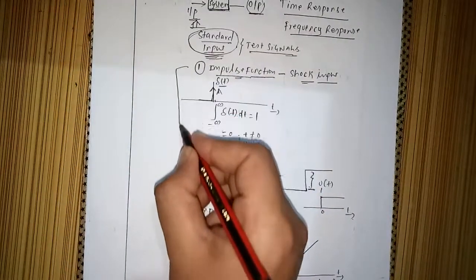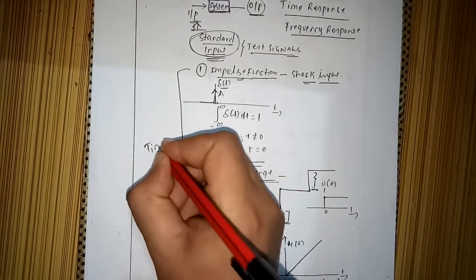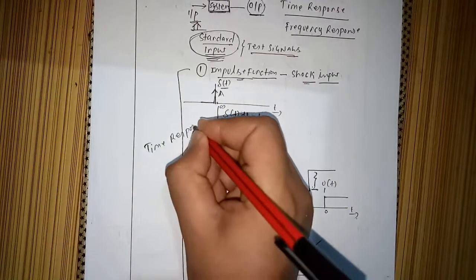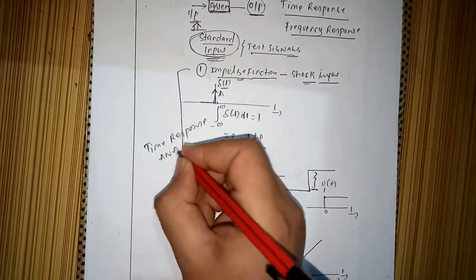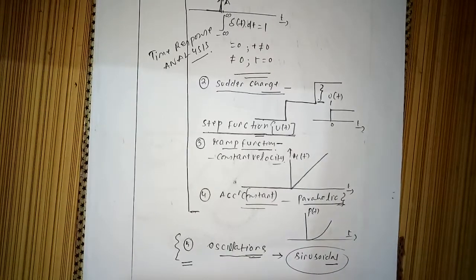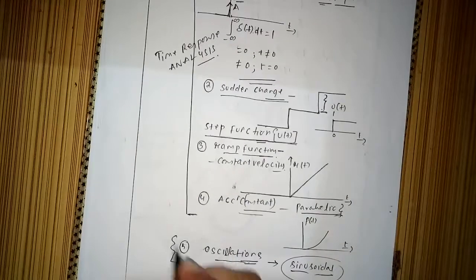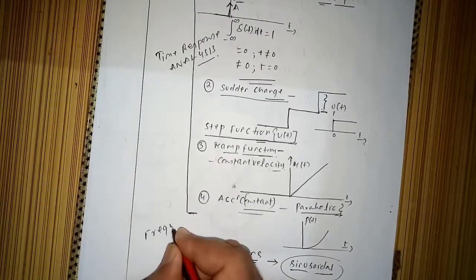So if I summarize, these four test signals come under time response analysis. And where we use a sinusoidal input as the test signal, and the input signal is generally oscillating type, and we are defining the response of the system using the sinusoidal signal, this is called frequency response analysis.